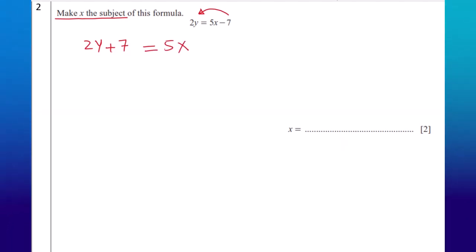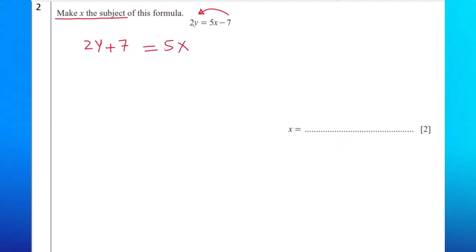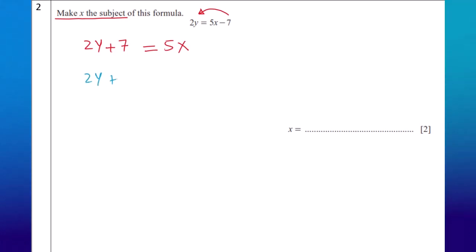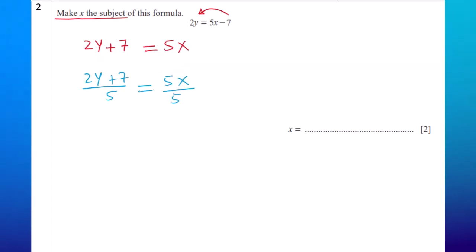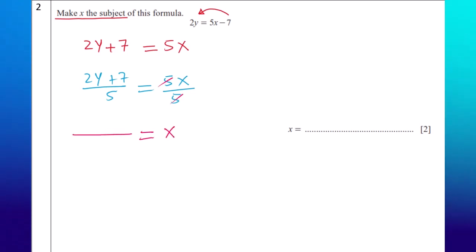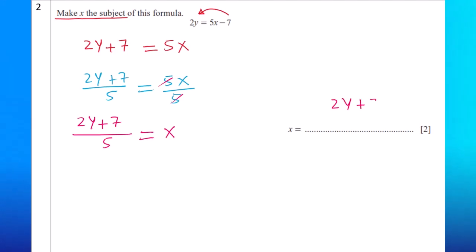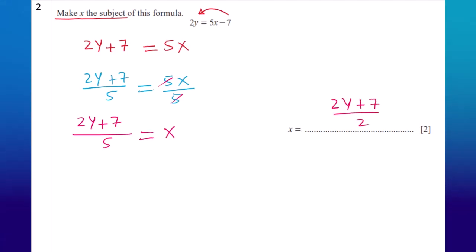We don't want this 5. So you can divide both sides by 5. Like 2y plus 7 over 5 is equal to 5x over 5. Why did we divide both sides by 5? So that you can cancel this and this. So what is left on the right hand side? x. It means we fulfilled the requirement of the question. On this side we will write 2y plus 7 over 5. This is the answer. You must write it in the given answer space. This will give you 2 marks.